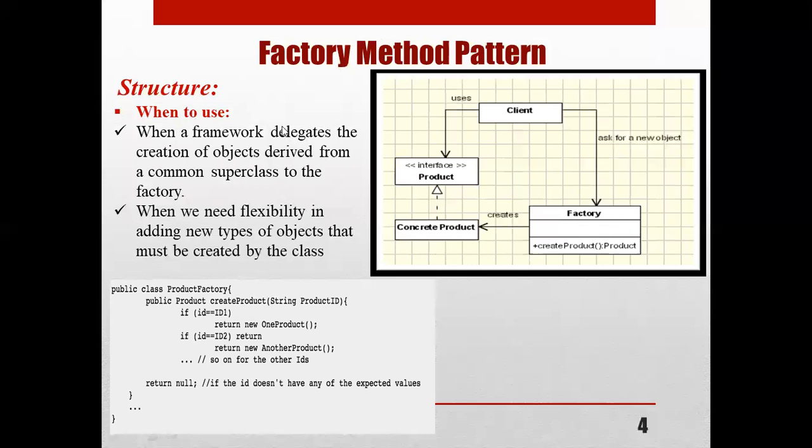Here you can see when to use the factory method pattern. When a framework delegates the creation of objects derived from a common superclass to the factory. When we need flexibility in adding new types of objects, at that time we can use this pattern. Here you can see the example: product factory class. Here we are going to create the new object for that product factory, concrete product, or it uses the interface product here.